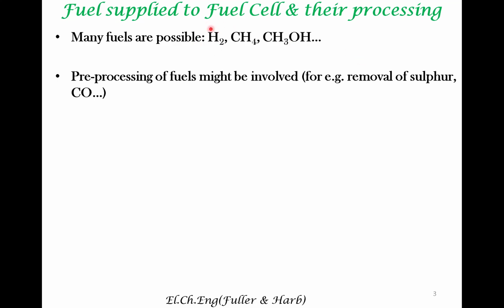Or hydrogen is typically not available readily. Let's say you do not generate hydrogen from electrolysis if it is to be supplied in a fuel cell. That doesn't make sense. So typically hydrogen is generated from a hydrocarbon source. In this case, hydrogen can be contaminated with a very small amount of carbon monoxide, but this small amount of carbon monoxide is sufficient to poison the electrocatalyst of a fuel cell. So the pre-processing step might involve removing carbon monoxide.